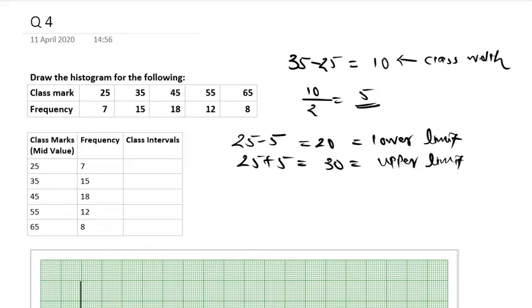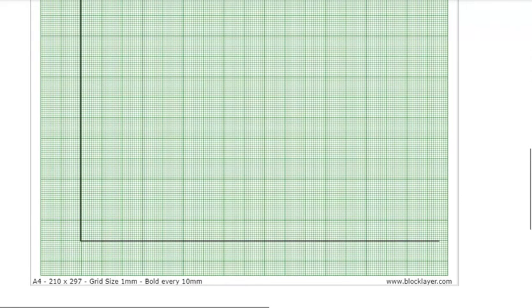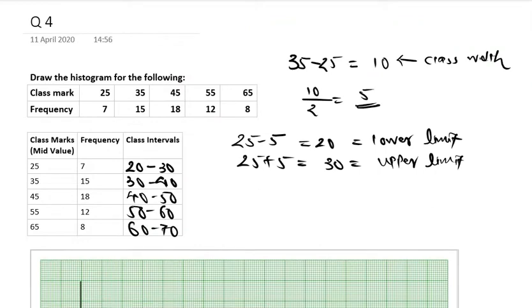So you've got the first class which is 20 to 30, right? So next will be 30 to 40 because the midpoint is 35, 40 to 50, 50 to 60, 60 to 70. So these are all your class intervals. You have your frequencies. You can definitely go and plot the histogram, right? I'm not going to embarrass myself and plot the crooked histogram. I'm going to leave it for you. This is to be solved by you.